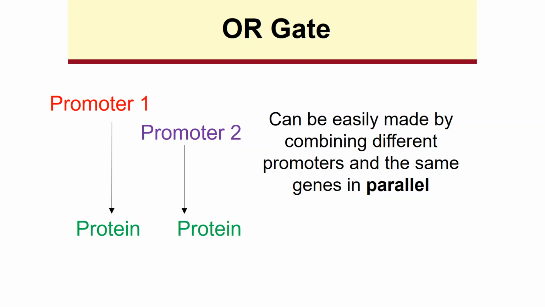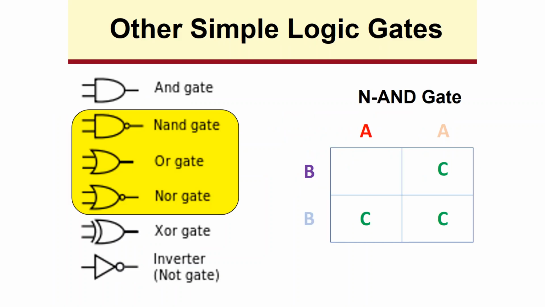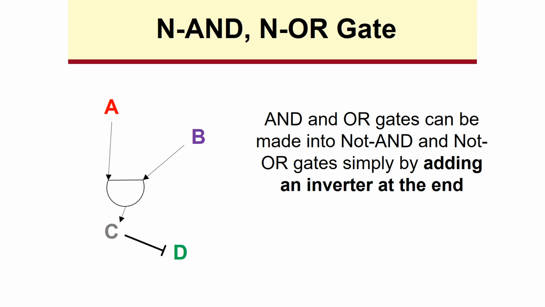One easy way to make an OR gate is to simply have the same output under the control of two different promoters. Either promoter gets activated or both of them get activated, you get the output you want. This is, again, another way of depicting an OR gate. A NAND gate will give you output only when you have one or none of the inputs. So this is the opposite of an AND gate. You might already be able to guess how you can take an AND gate and create a NAND gate. You'll simply add an inverter.